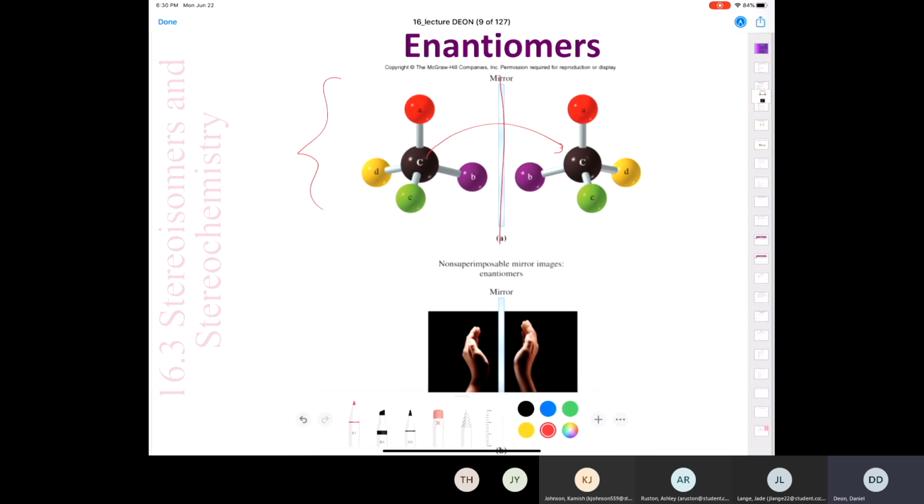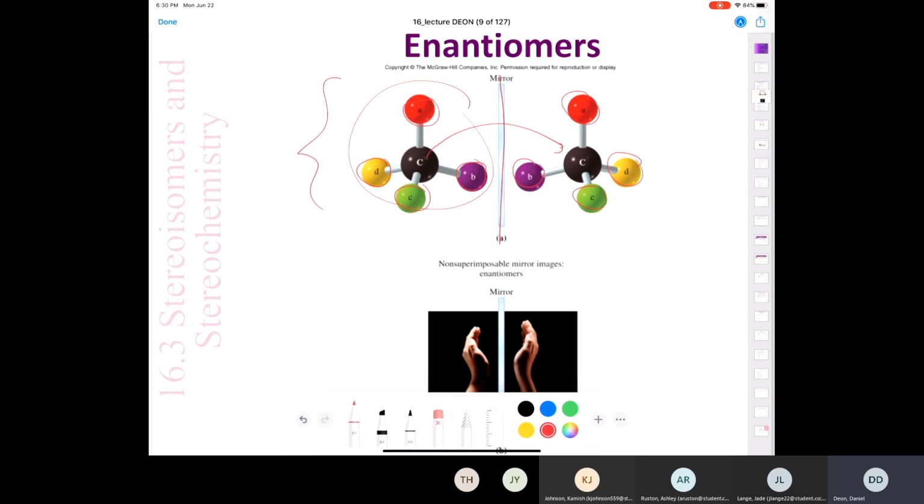Think about it. If you take this model right here and plop it on top of the other one, the red and the red are in the same spot. The green and the green are in the same spot. But look, my purple would overlap with the yellow, and this yellow would overlap with a purple. So they are, in fact, not the same compound. They're non-superimposable mirror images.